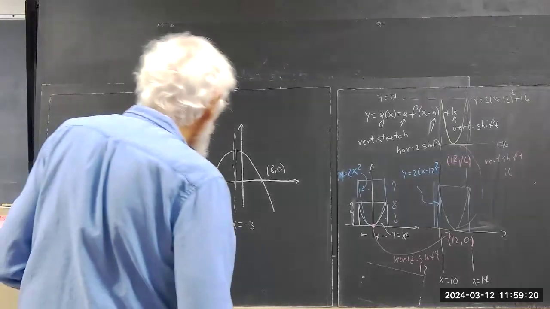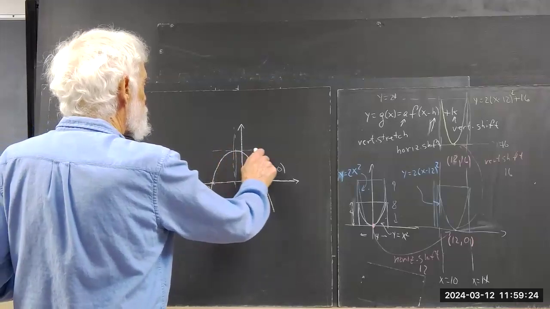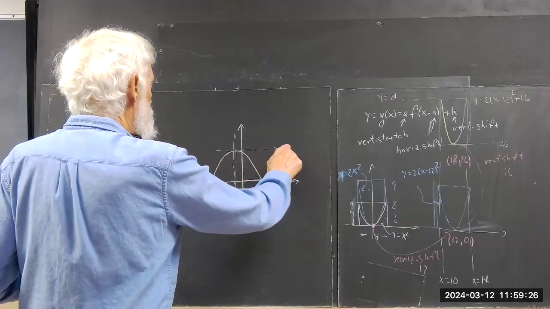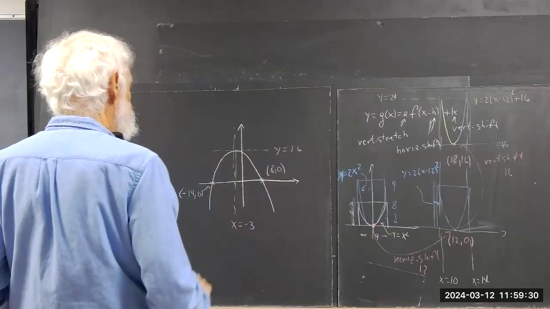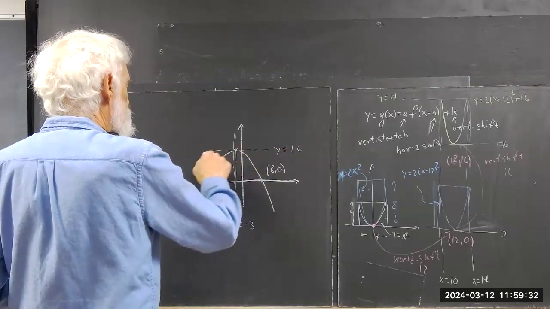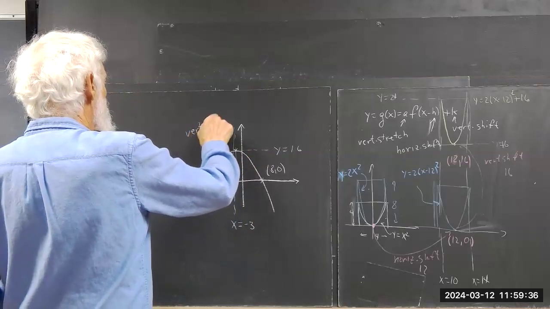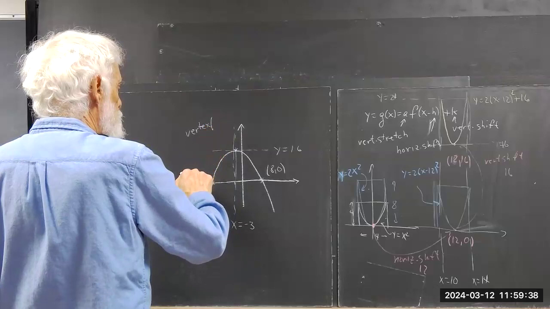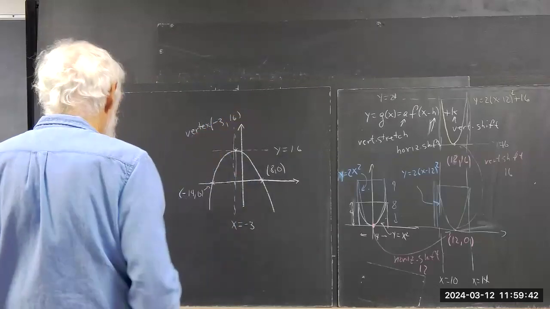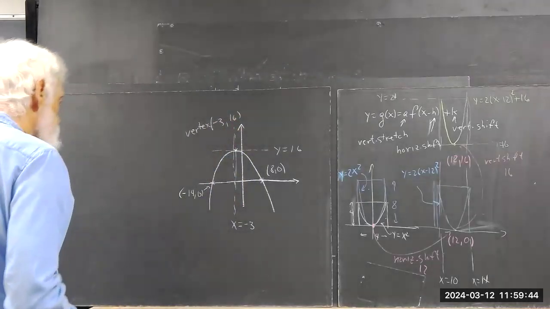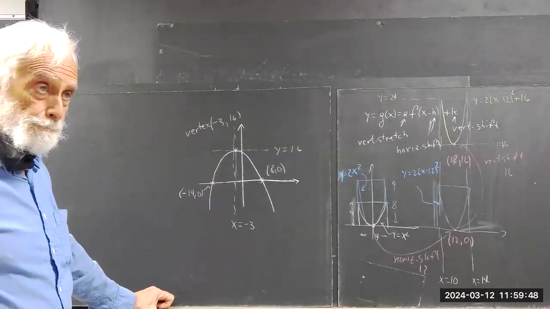Okay. This is the axis of symmetry, x equals -3. This is going to be y equals 16. So my vertex is -3, 16. Okay. So what's the formula for this function?